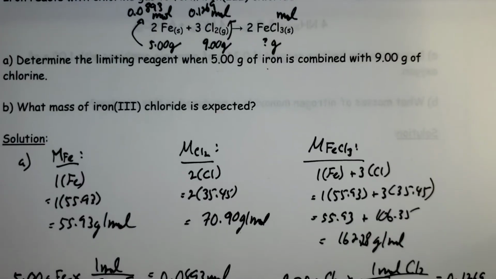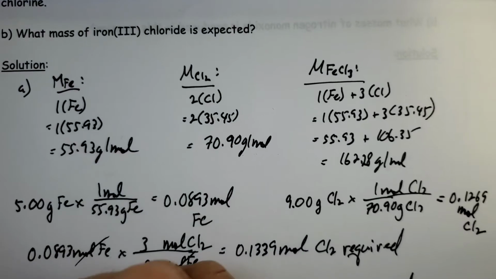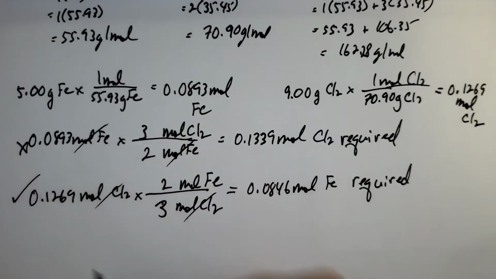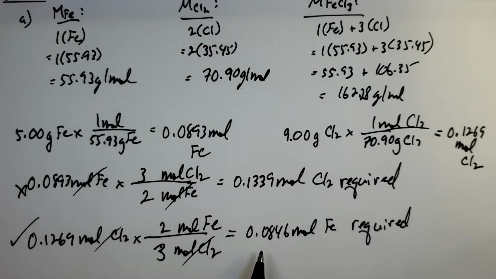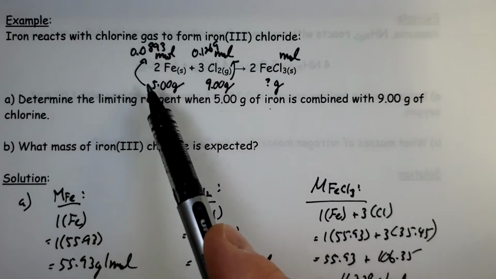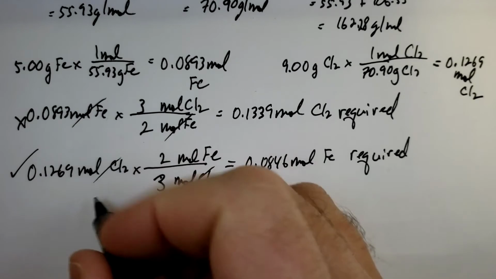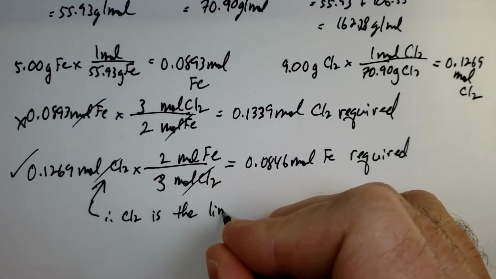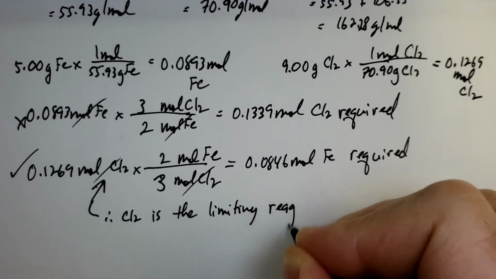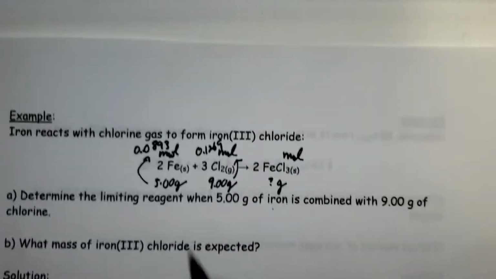If I try to use up all the iron, 0.0893, I need 0.1339. I don't have it. So iron is not limiting. That'll tell you right off the bat that it has to be this. But let's just take a look. If I try to use up the 0.1269 moles of chlorine, I need 0.0846. And I have 0.0893. I have way more than I need. I only need 0.0846, but I got 0.0893. So that tells us that this works. And therefore, Cl2 is the limiting reagent.